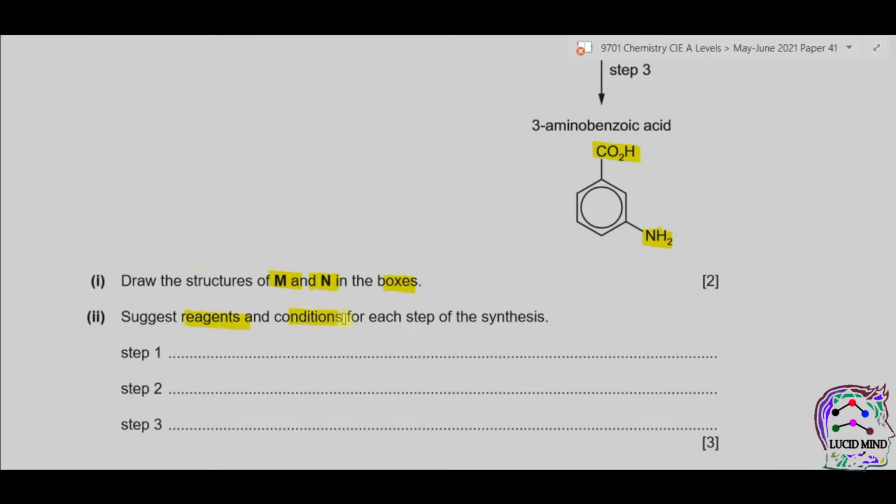Suggest reagents and conditions for each step of the synthesis. We have 3 steps and we have to find out the reagents as well as conditions. We can see the starting product as well as the end product. In starting product we have methyl group, which is CH3 attached directly to benzene ring. And in final step we can see that this methyl group is no longer present. A carboxylic acid group is present. So it means that this side chain is oxidized into COOH. Second thing is the presence of NH2 amine group, which is introduced into the benzene ring.